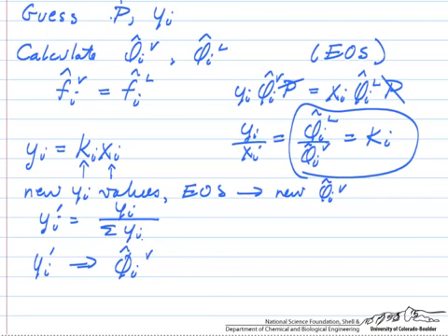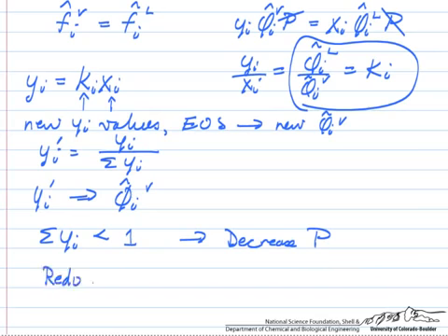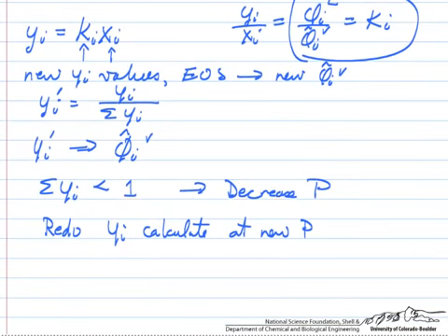Plug in, we have corrected it, but they're not going to add to 1. So let's say the sum of the mole fractions now is less than 1. So what we want to do is therefore decrease the pressure. That was our guess, and just redo the calculation at the new pressure. So we go through the iteration again, and the objective is to get the sum of the yi's to add to 1. When this happens, then we have the correct pressure, and we have the correct mole fractions.